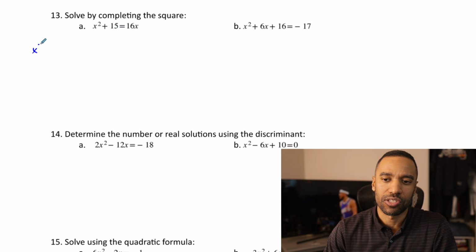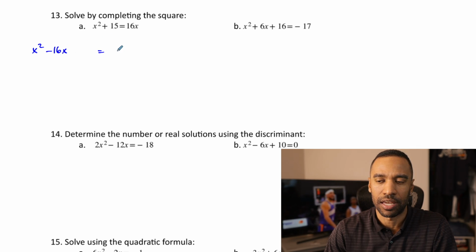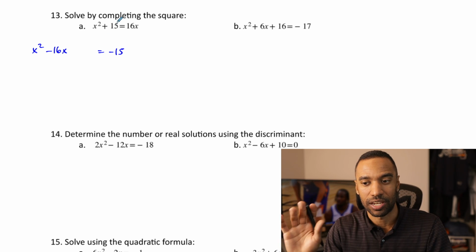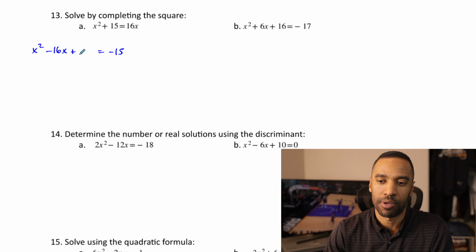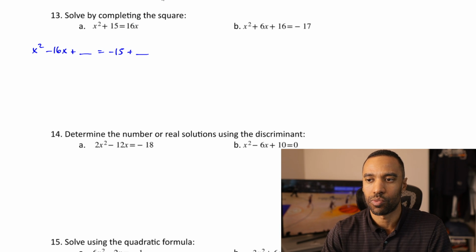Completing the square means I'm going to subtract the 16x over here, and I'm going to subtract the 15 on the other side. My goal in this one, actually this looks factorable, but they said completing the square. My goal here is to find a value that makes a perfect square trinomial on the side to pair and factor it down, but I have to add it to this side of the equation as well.